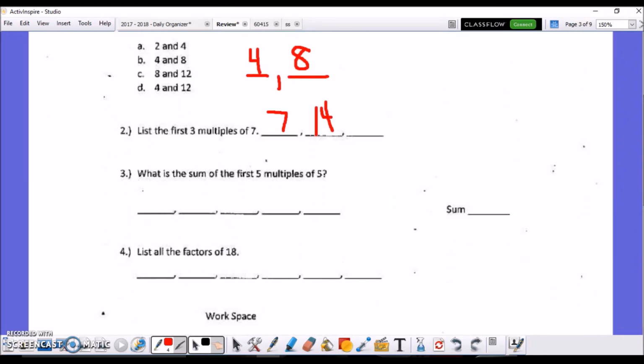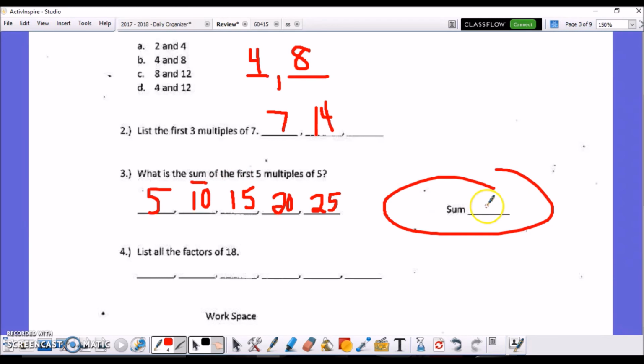The sum of the first 5 multiples of 5. Once again, you're skip counting by that number to list the multiples: 5, 10, 15, 20, and 25, but this one asks you to go one step further. It then wants the sum of those first 5 multiples. Sum is the answer to an addition problem. Add them together and fill in your answer here.